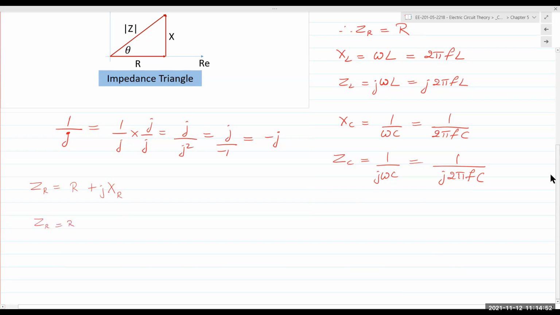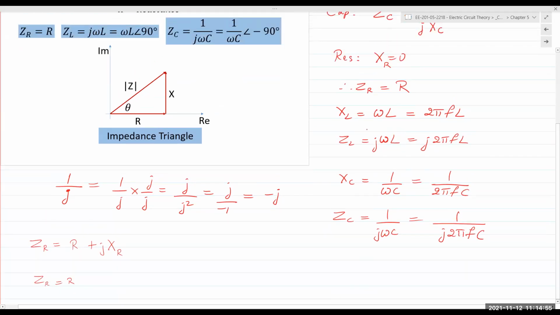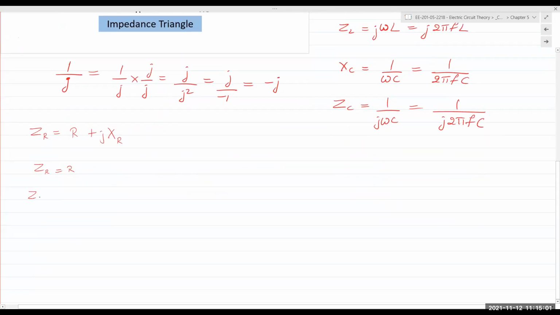And ZL, as we see up here on the right, we have the equations, but let me write it out here. ZL would be the inductor resistance RL plus JXL. RL for an inductor would be equal to 0, and hence we can write impedance of an inductor is JXL, where XL is omega L. So this becomes JXL, and XL is omega L, or 2 pi FL.